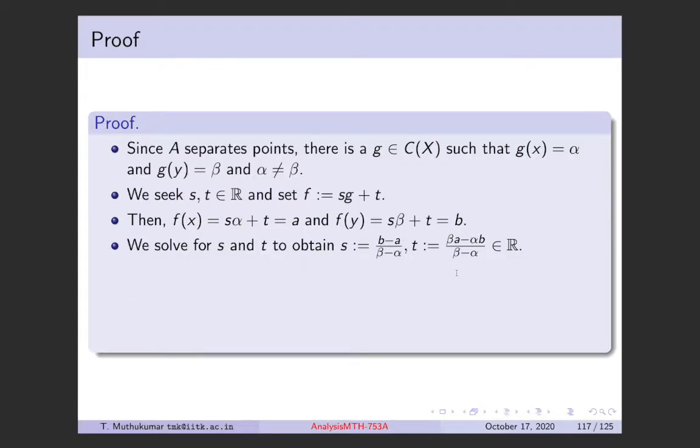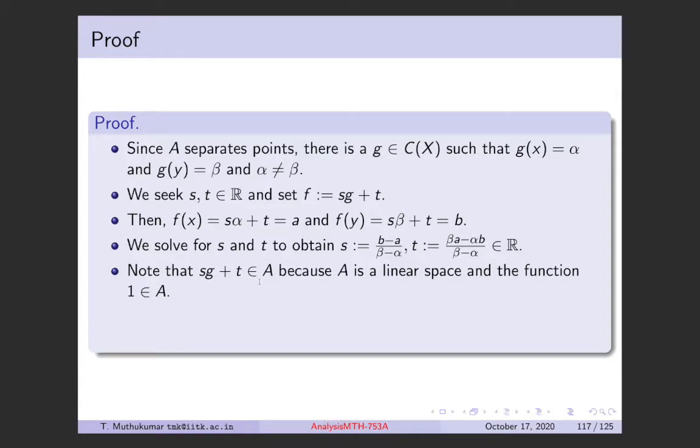Now note that sg plus t belongs to A. Because A is a subspace, and this is just a dilation and a translation, sg plus t belongs to A, since A is a linear subspace and the constant function 1 also belongs to A. That is the property that they are satisfying. So f belongs to A precisely.